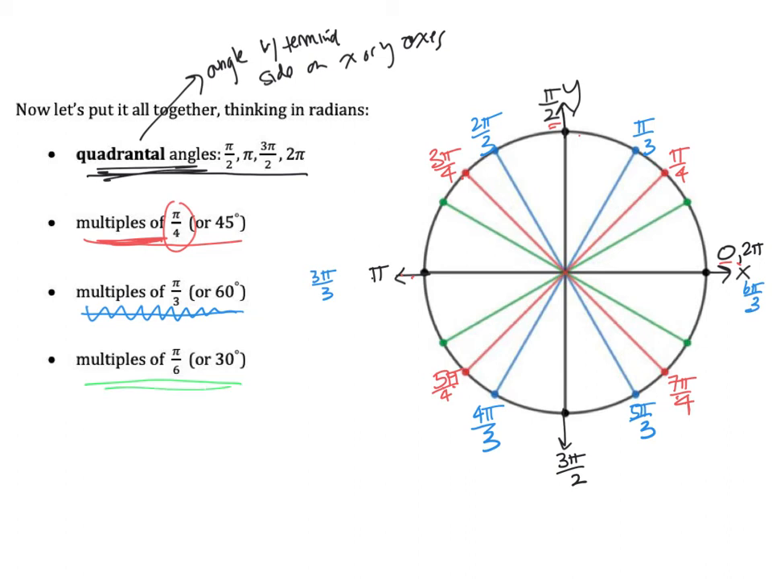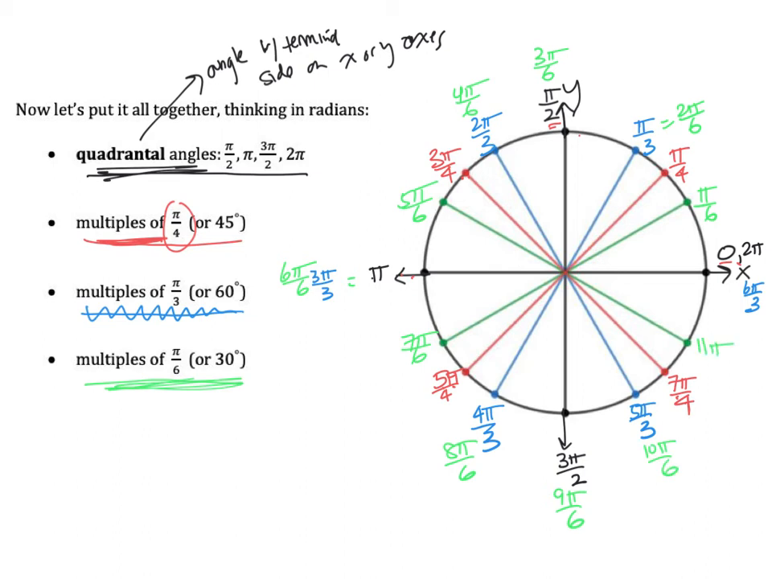And our pi over 6's, so this is 1/6 of the way. 2/6, which is 1/3, of the way. 3/6 is 1/2. Then we have our 4/6. Then we have our 5/6. Then we have our 6/6, which is 1 whole. Then we have our 7/6, our 8/6, which we call 4 pi over 3. Our 9/6, which is 3 pi over 2, our 10/6, which is 5 pi over 3, our 11/6, and then finally we end at 12/6.